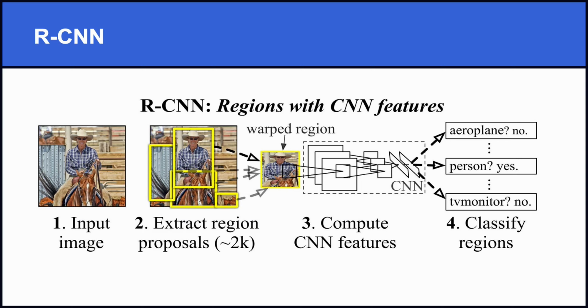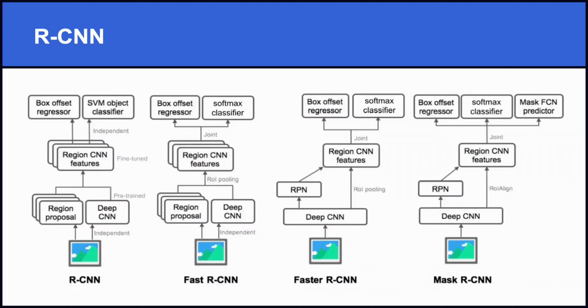After it, RCNNs were introduced. They proposed a method where we would use selective search to extract around 2,000 regions from an image, and these regions were called region proposals, and we would classify them as we saw earlier. So for each region, we are going to use a convnet to classify to which class it belongs. Then RCNNs were largely improved by new architectures like fast RCNN, faster RCNN, and mask RCNN.